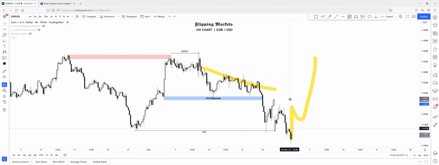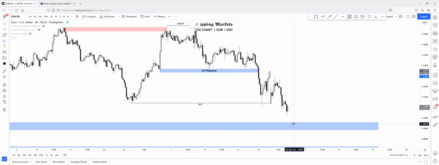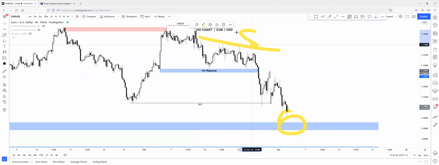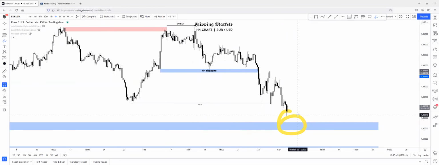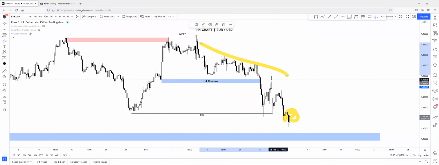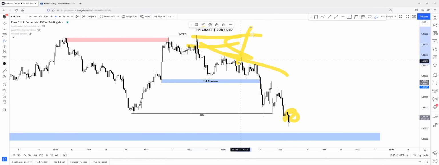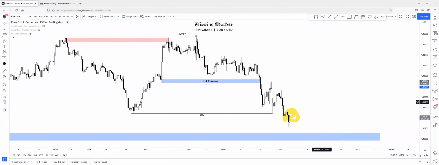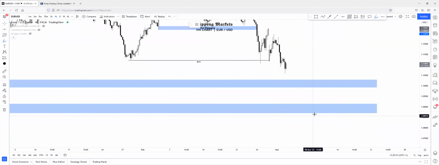That won't be real. Price has to react on some sort of demand zone and give fuel to price to actually liquidate the liquidity from this region. So price has to react on some sort of demand zone. It won't just reverse at this point and come back up to mitigate this supply zone and take out the liquidity. I believe it will come down to this daily demand area first.